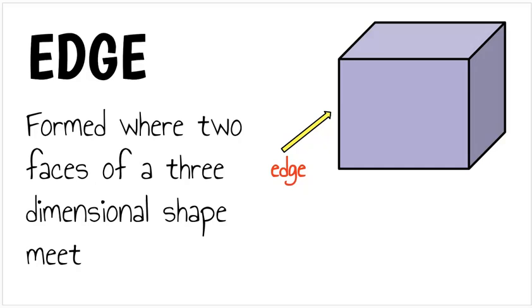Next, we have the edge. That's formed where 2 faces of a 3-dimensional shape meet. So across these, those are the edges. Where these 2 faces meet, this is an edge. It's formed where 2 faces of a 3-dimensional shape meet.